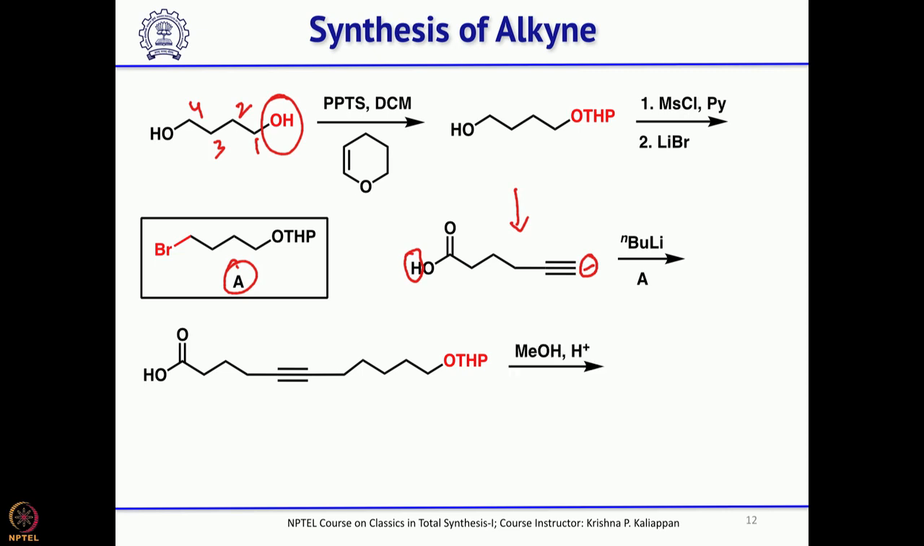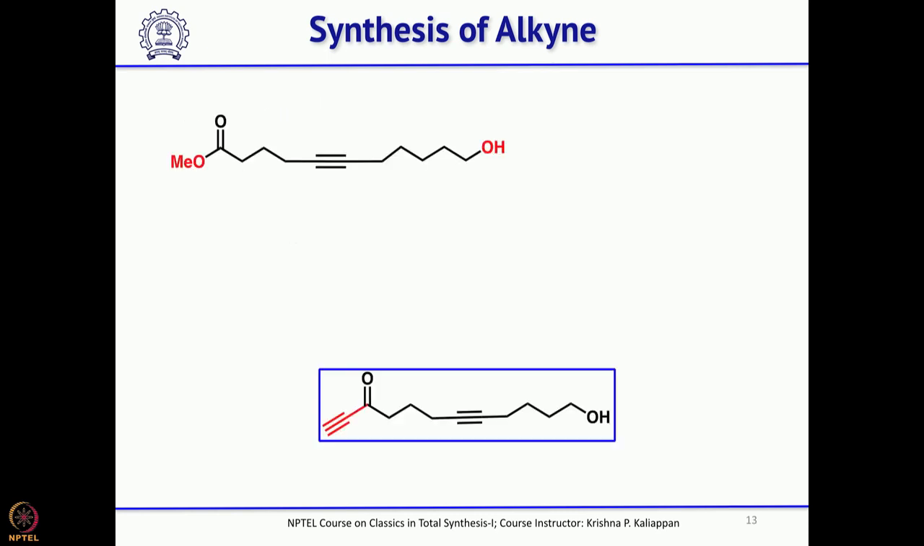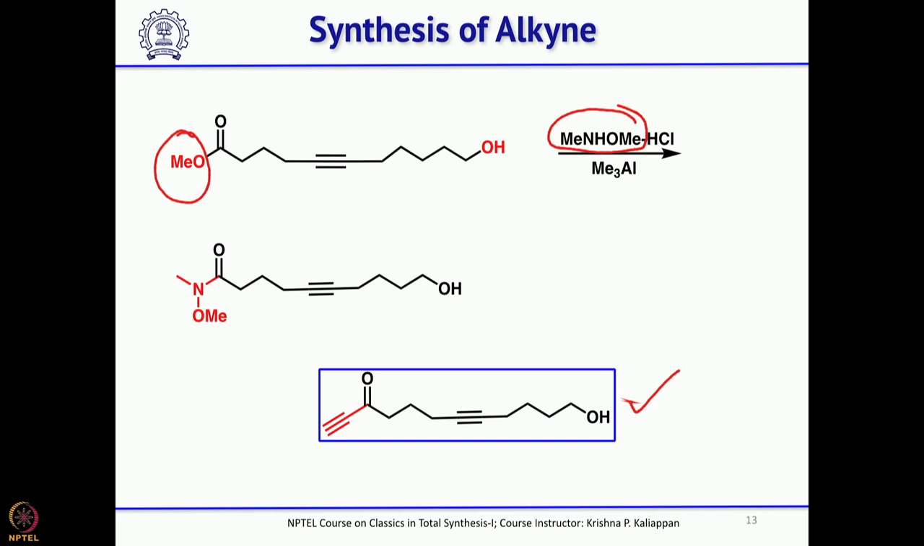Now what you need, the ester. That carboxylic acid you have to convert into ester. So that was done by refluxing with methanol in the presence of acid. So now, as I said, the second fragment which you need is this alcohol. So use the ester, you treat with Weinreb amine in the presence of trimethyl aluminium. So this OMe will be replaced with this compound. Okay. So now you have got the Weinreb amide.